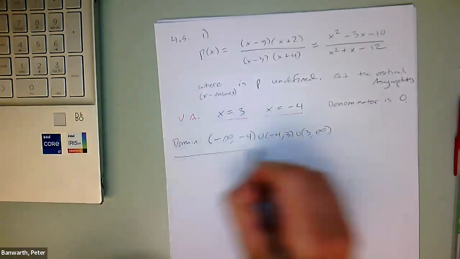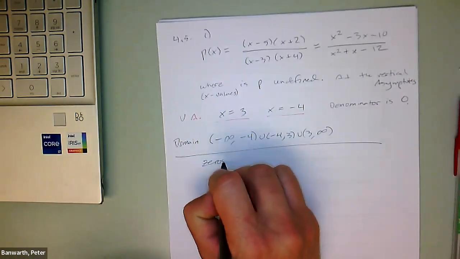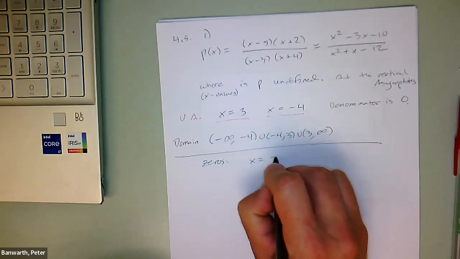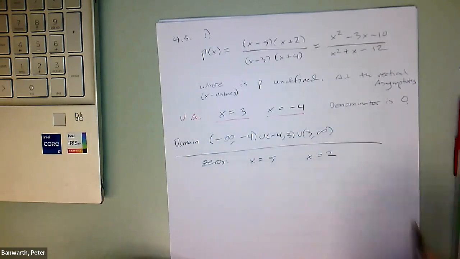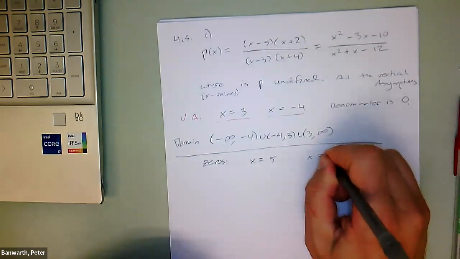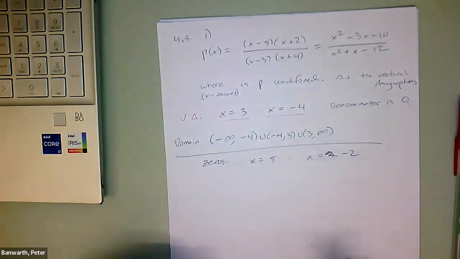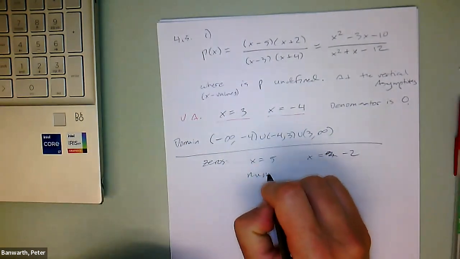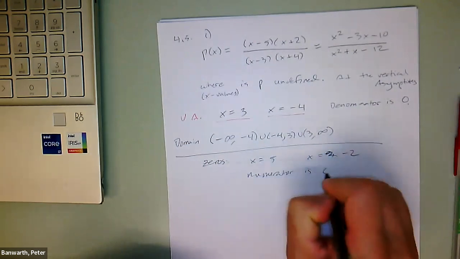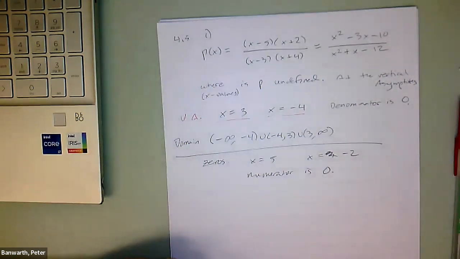Let's just get a little more practice and find the zeros. The zeros are x equals 5 and x equals minus 2, because that's where the numerator is 0. All right. Moving right along.